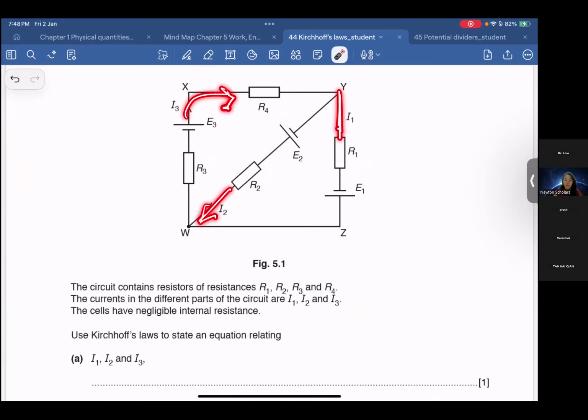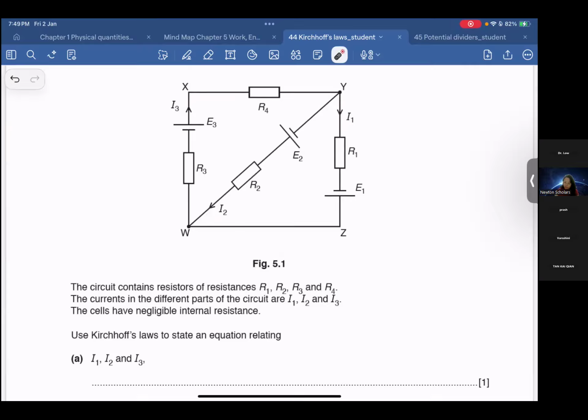We already learned about internal resistance, but in most cases, if they didn't mention it or they say it's negligible, then we just assume the perfect case, no energy loss, no voltage loss. So use Kirchhoff's law to state the equations relating the current. Current, then you can use Kirchhoff's first law.